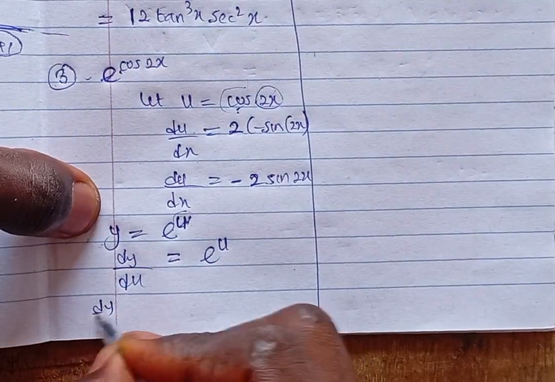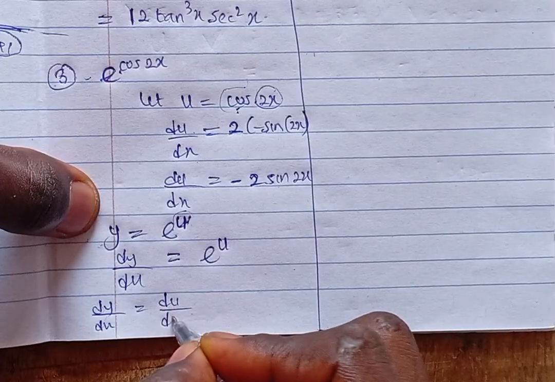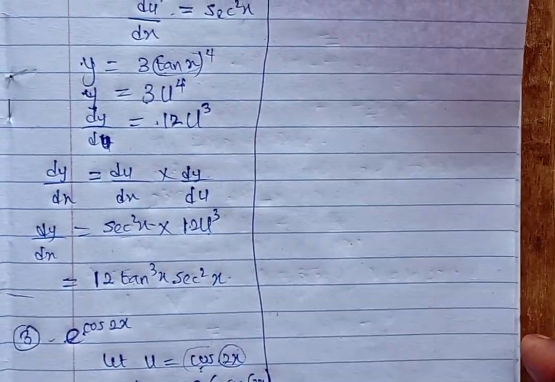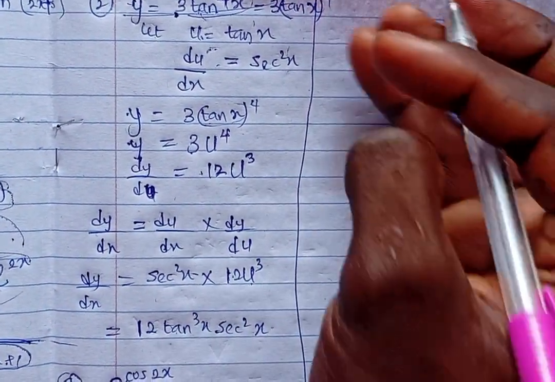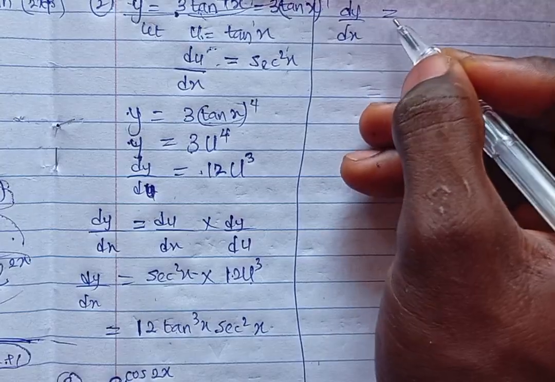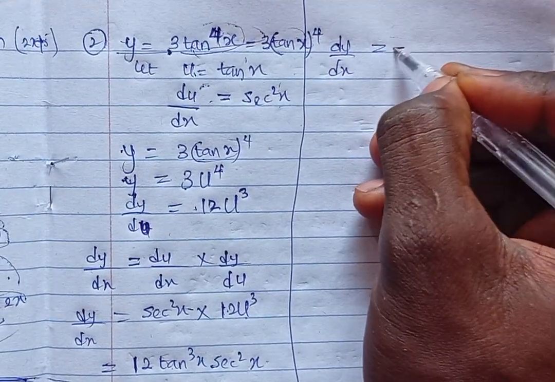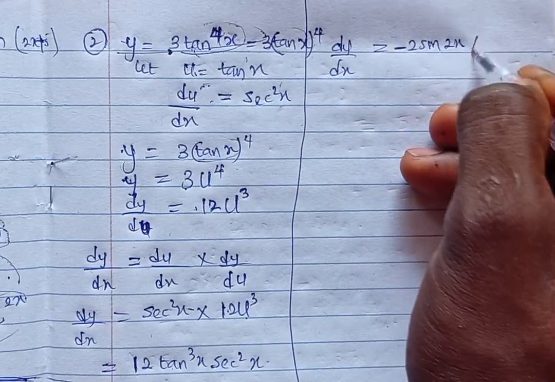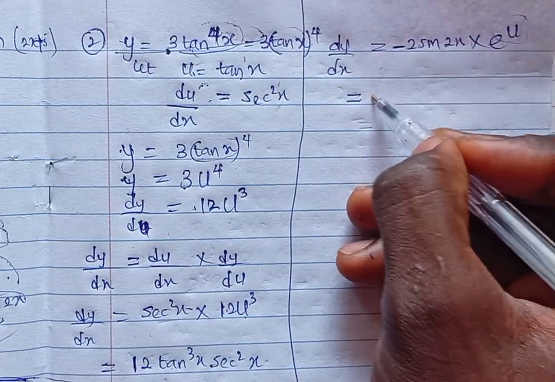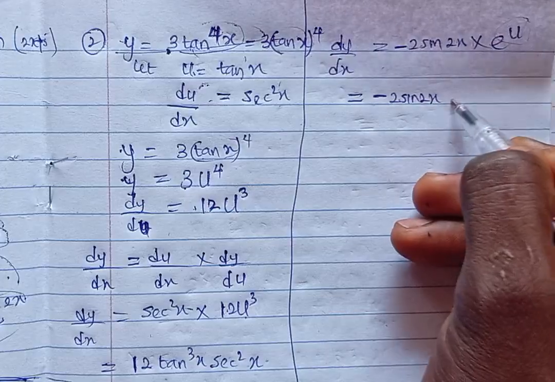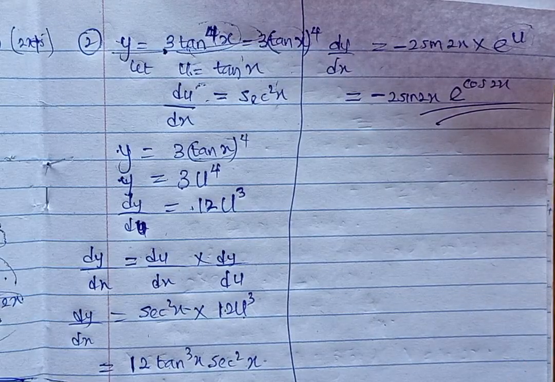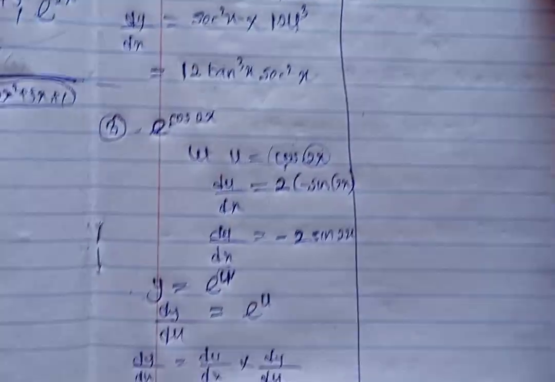Now dy/du is equal to e raised to power u. So you should remember that dy/dx will be equal to du/dx multiplied by dy/du. Okay, and you know that your dy/dx will now be equal to your du/dx, which is minus 2 sine 2x, multiplied by e raised to power u, which is our dy/du. So we have that, and your u is cos 2x, which gives minus 2 sine 2x e raised to power cos 2x.